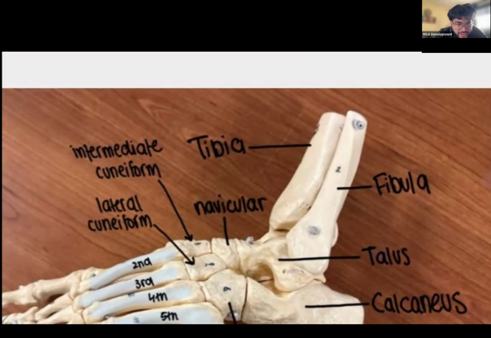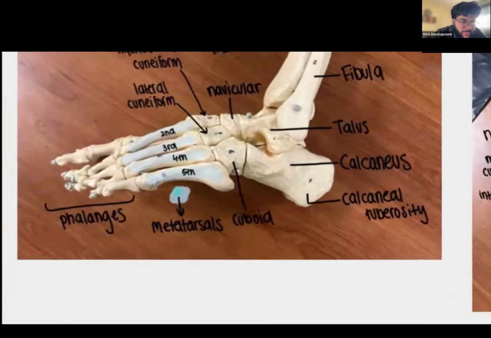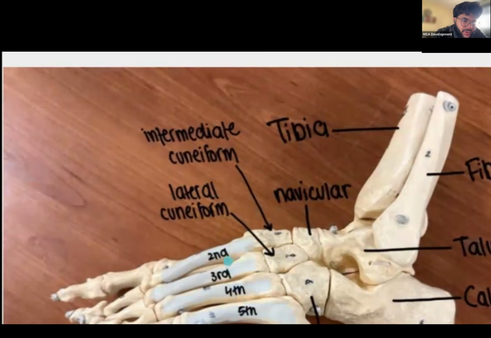On the lateral side, you have the calcaneus, which is your big heel bone, and it's the one that you feel when you touch the heel and press it in, you have this hard bony prominence. That's your calcaneal tuberosity. Then you have the cuboid bone, which is right in front of the calcaneus, on the lateral side. And then you have the metatarsals right here. Second, third, fourth, fifth. Fifth is the most lateral. First one would be your big toe, and then you have the phalanges.